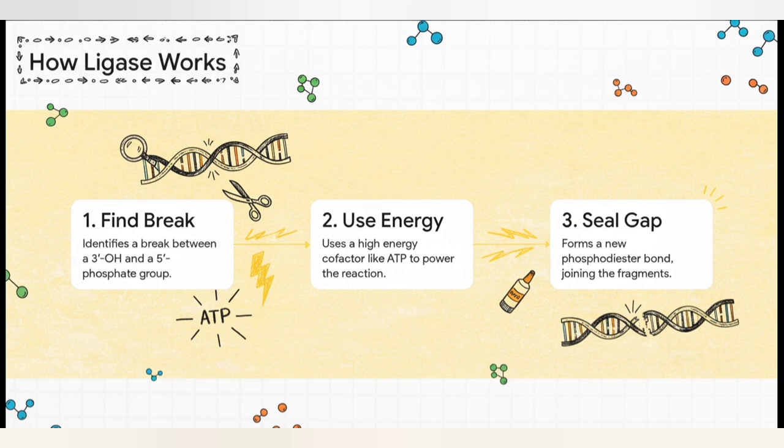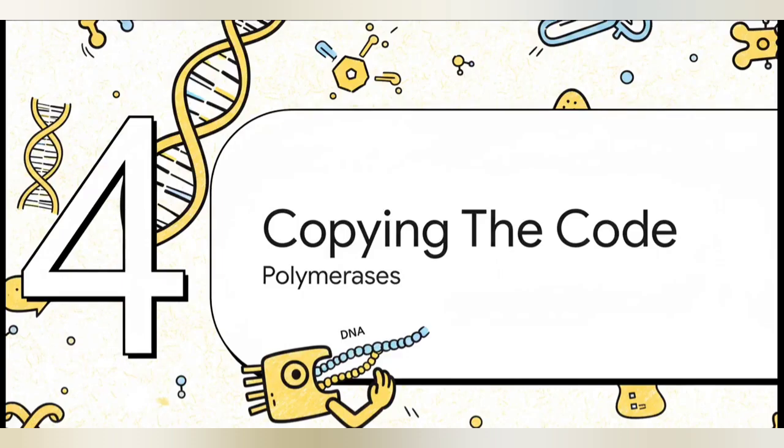The ligase spots a break, it grabs an energy molecule like ATP for power, and then boom, it forges a new bond, making the DNA strand whole again. It's the essential repairman and construction worker of the cell. So we can cut and we can paste.